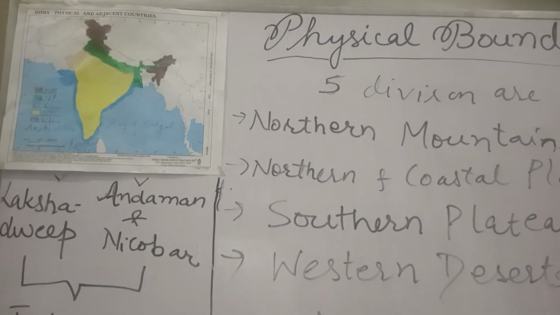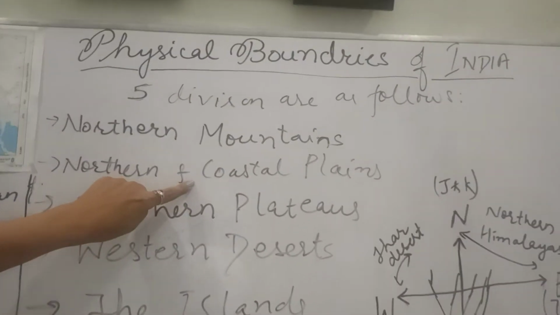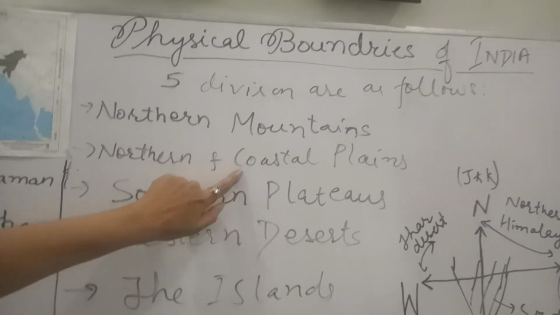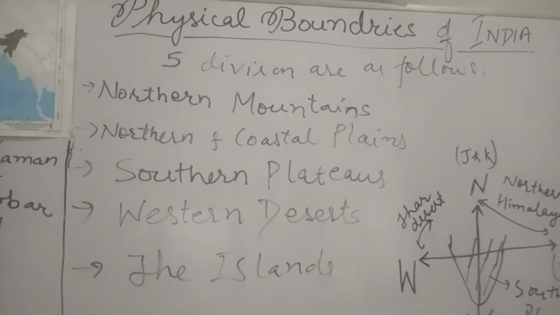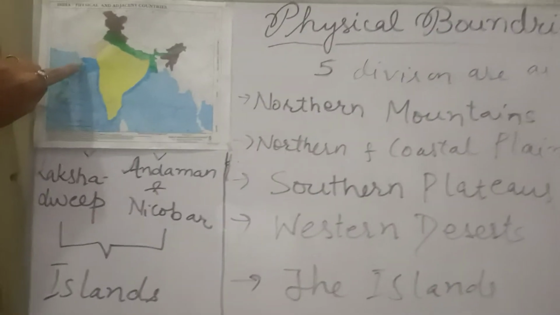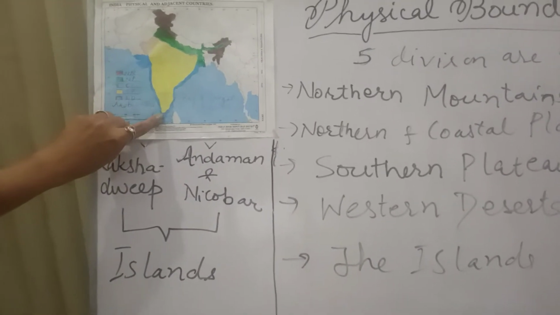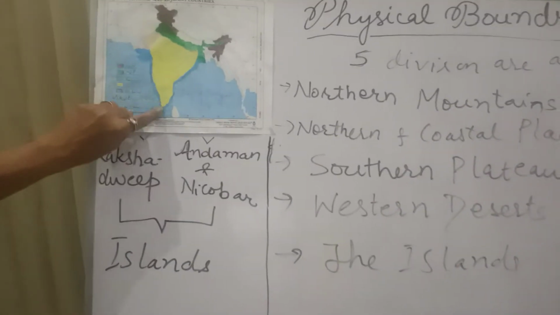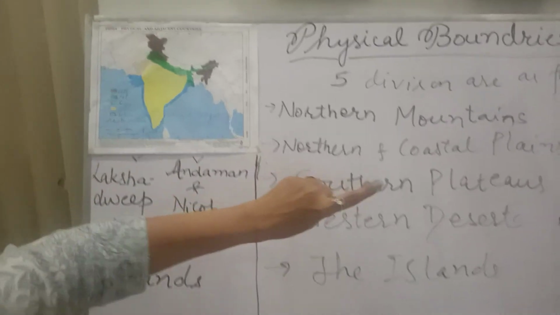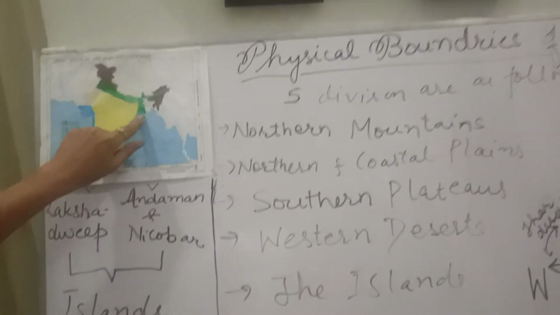Now, what is coast? The coast is the seaside. Seaside is known as coast, and the plains near the seaside are called coastal plains. So you can see here the blue color, this whole blue color. As you know, the color of water is blue, so I have shown this area with the blue color. These coastal plains stretch from Gujarat to West Bengal.